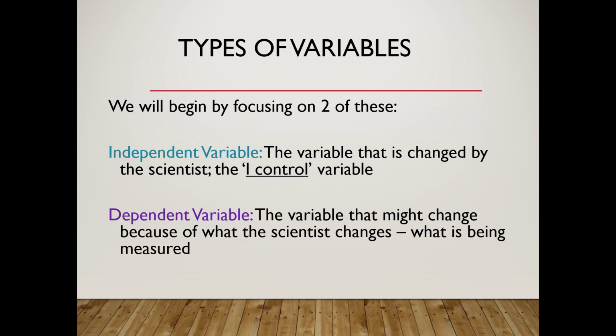The dependent variable is a variable that might change because of what we are changing as a scientist, what is being measured. We're measuring the growth, and it's going to change depending on whether or not we put the plant in front of a window or we put it in a closet.